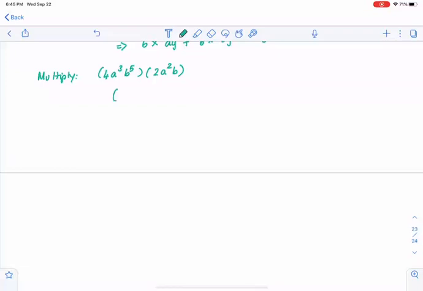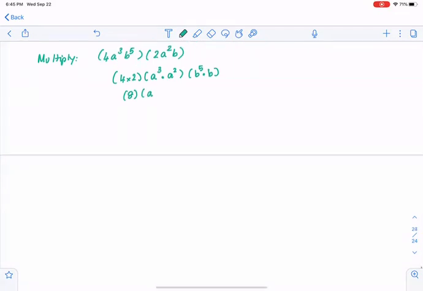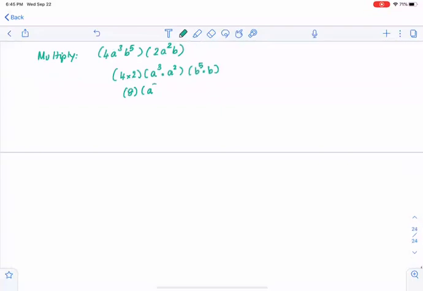So we have the numbers first, so 4 times 2, then the a terms, a cubed times a squared, then the b terms, b raised 5 times b. So we will have 8 multiplied by a. Bases are identical, so we add the powers. 3 plus 2 is 5. For b, bases are identical, so we add the powers. 5 plus 1 is 6. So the final answer is 8, a raised 5, b raised 6.